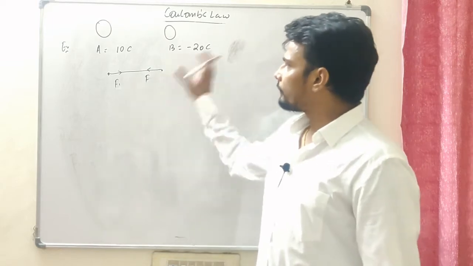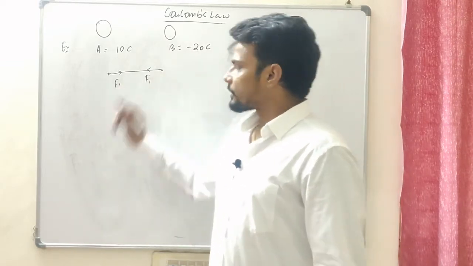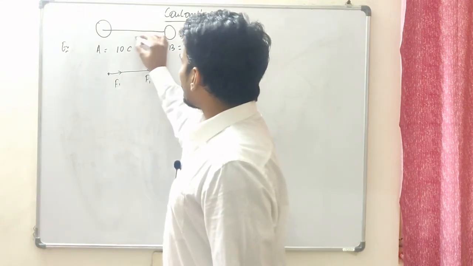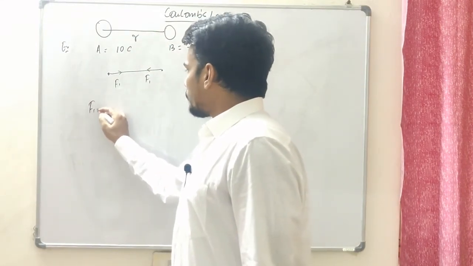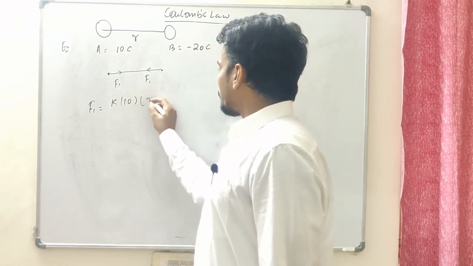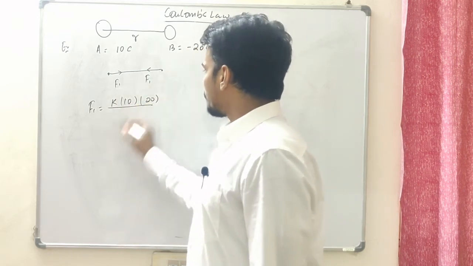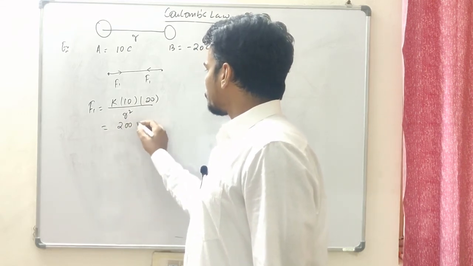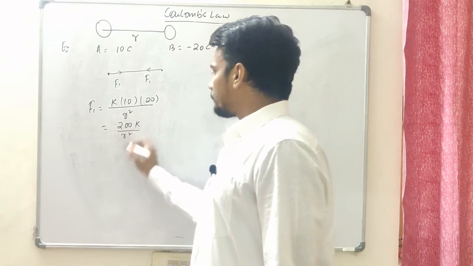So let's say before they were brought in contact, the force was F1. How much should that be? Let's suppose the distance between them is R. Then F1 should be K times 10 times 20. I'm only talking about the magnitude this time. Distance, let's say, R square. So I'll be having 200 K over R square.